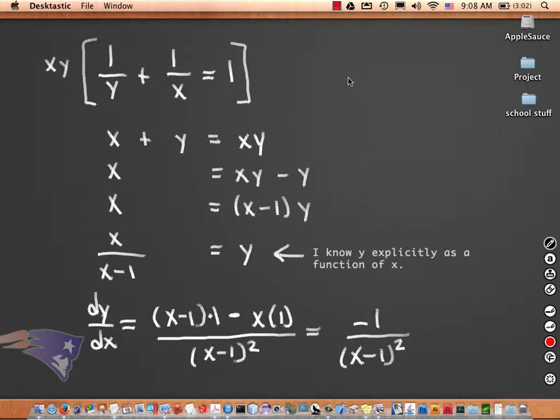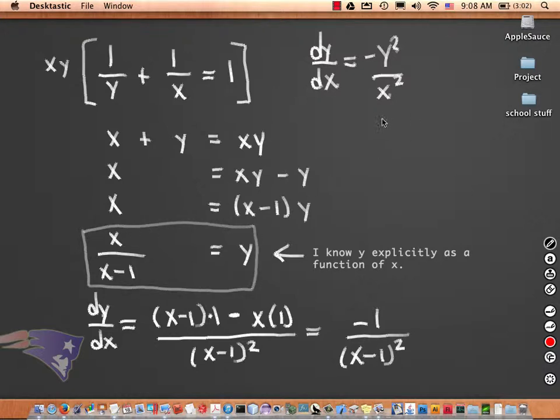All right, let's now show that that's exactly the same thing as what we got before. What we got before was dy dx equals negative y squared over x squared. But what is y squared? Well, we know what y is now. Y is this, so let's do a substitution. This becomes negative x squared over x minus 1 squared, over x squared.